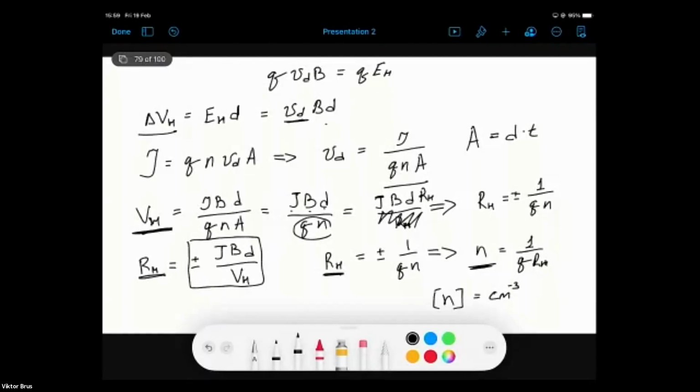And so here it will be V_H over JBD, yes? The next formula. R_H. Yeah.